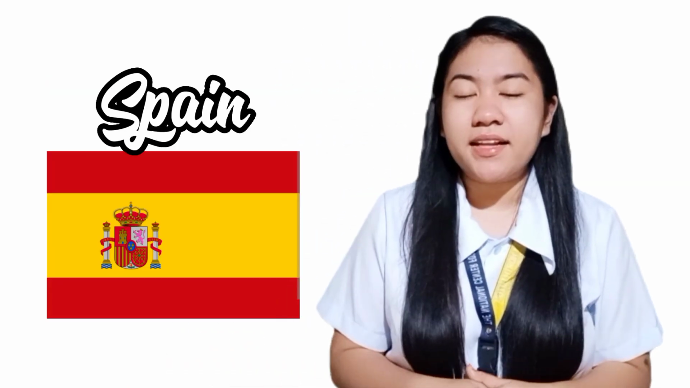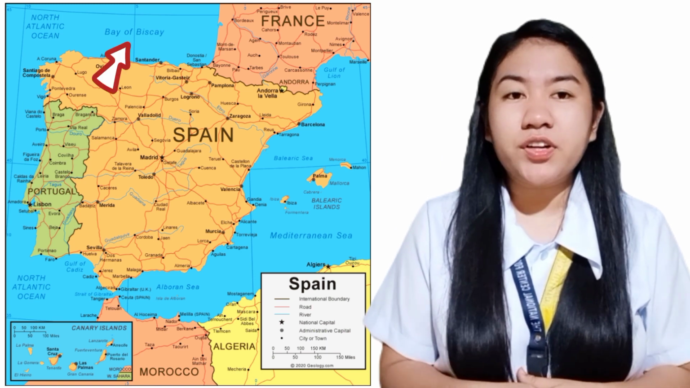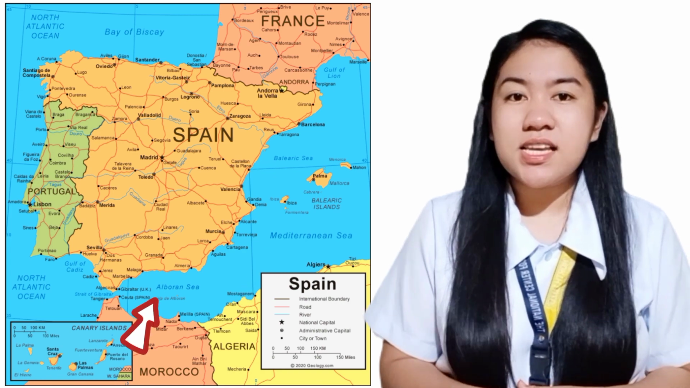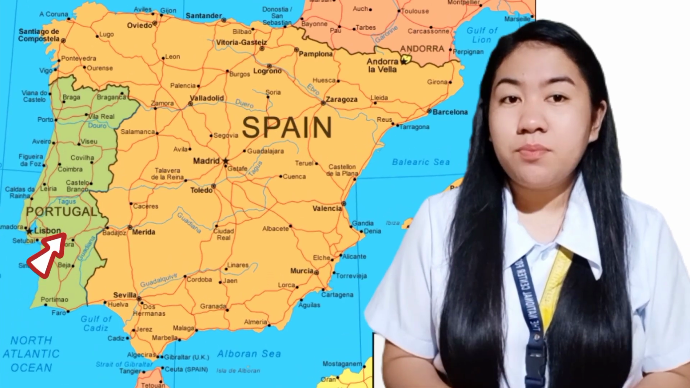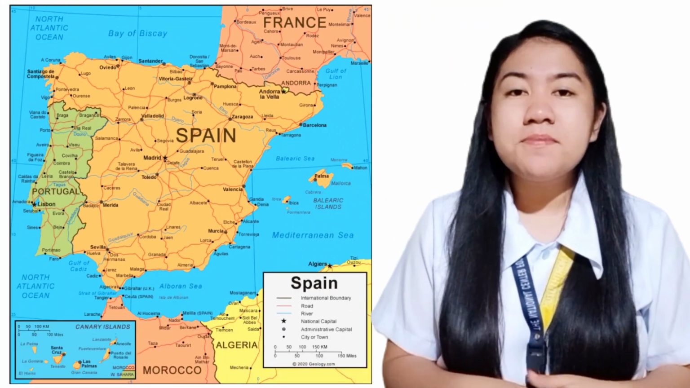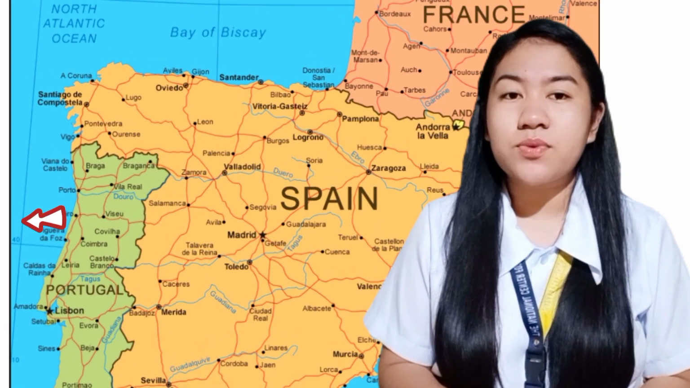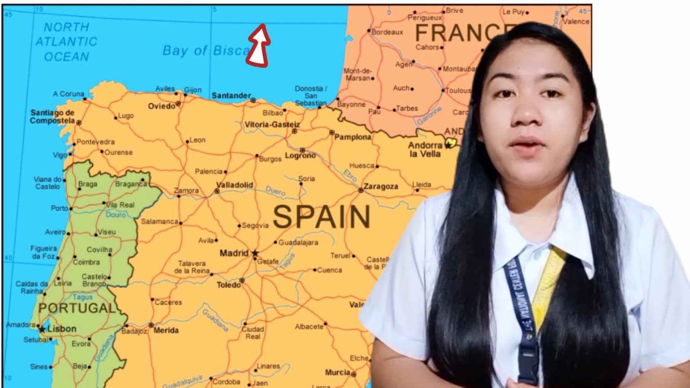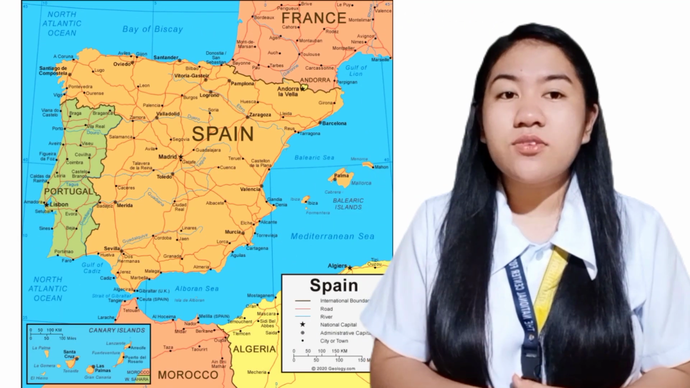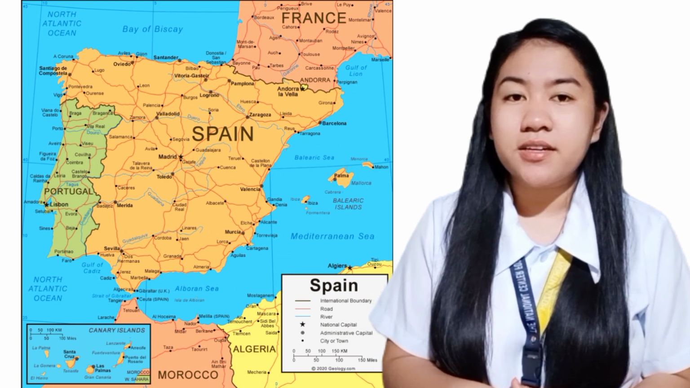Next is Spain. Spain is located in southwestern Europe. Spain is bordered by the Bay of Biscay, the Balearic Sea, the Mediterranean Sea, and the Alboran Sea, Portugal to the west, and France and Andorra to the north. Its absolute location is 40.4637 degrees north, which is the latitude, and 3.7492 degrees west, which is the longitude. It is located north of the equator, so it is located in the northern hemisphere.